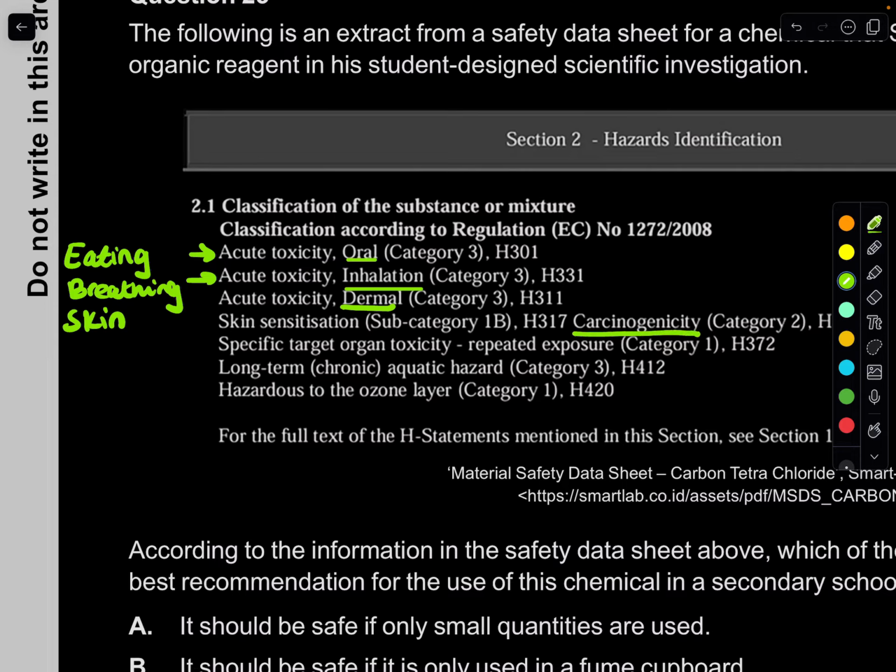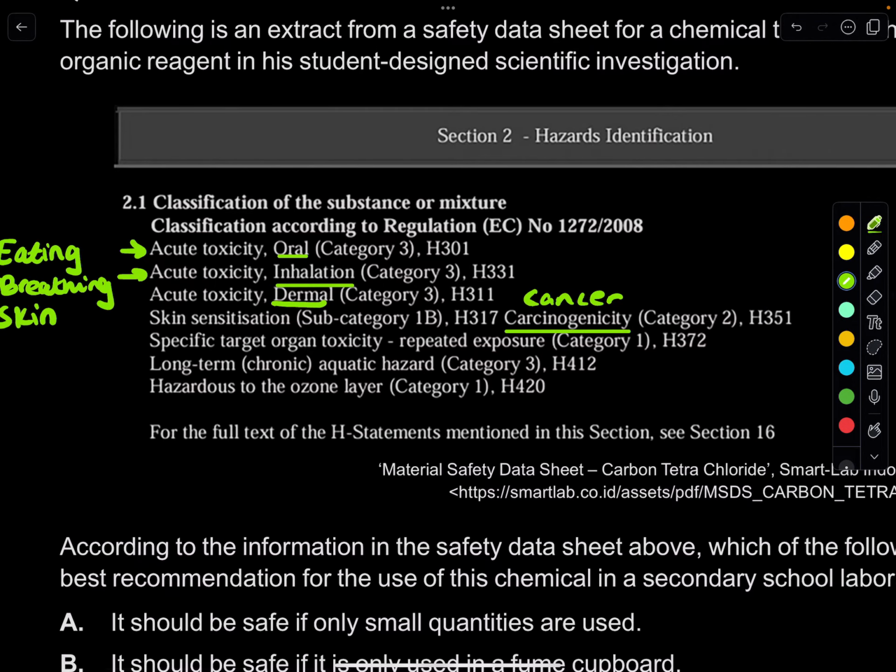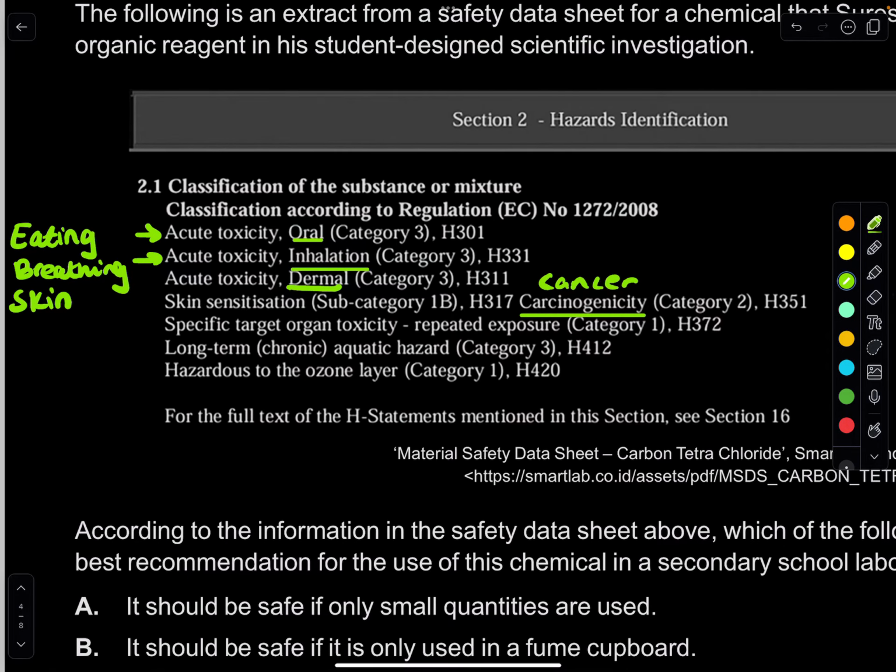Carcinogenicity, basically that means you can easily get cancer. It can give you tumors and stuff. Damn, what kind of substance are they using? It has all these problems. Specific target organ toxicity, so basically organ toxicity is a problem. Long-term chronic aquatic hazard, big problem.